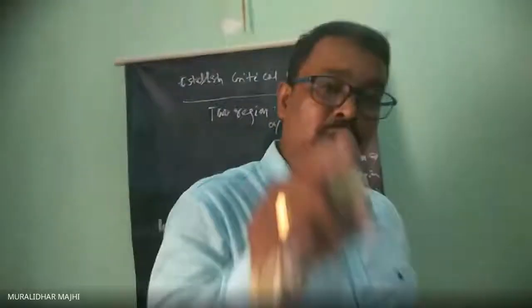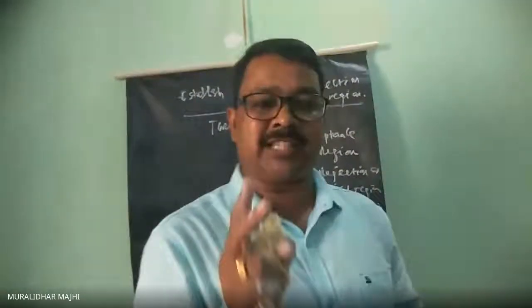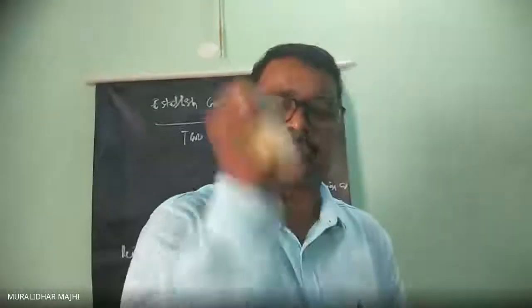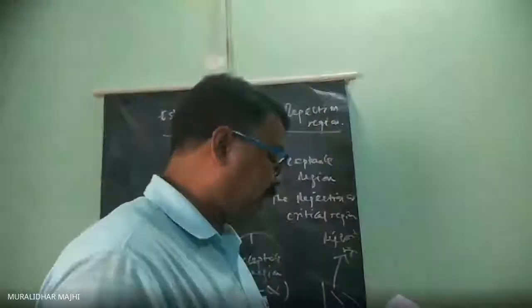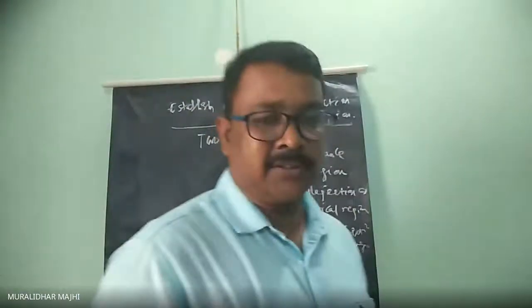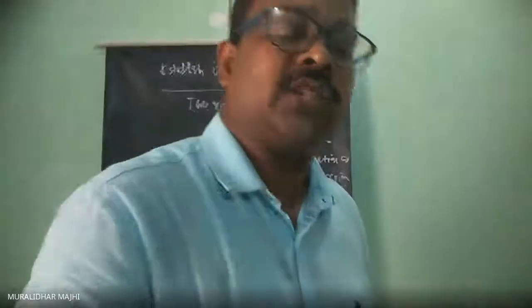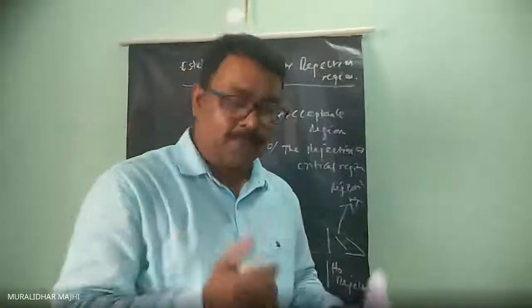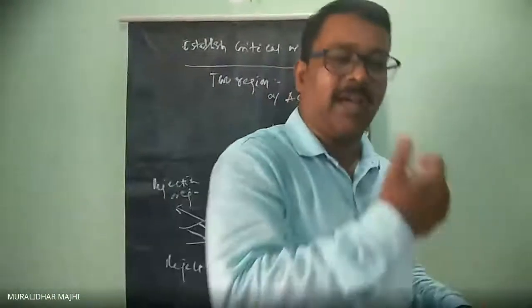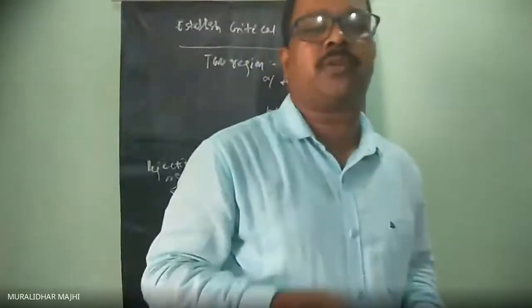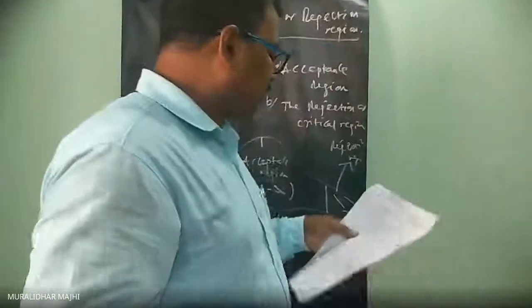B, samples are independent or not. This is point number 2. Samples are independent or not. I will use all these concepts while I show you how to solve a numerical, so be careful about this particular point. C, measurement scale. Whether the measurement is nominal, ordinal, interval, or in a ratio format. This will tell you which type of test we are going to use. Okay, dear students? So this is something about the selection of test of significance.